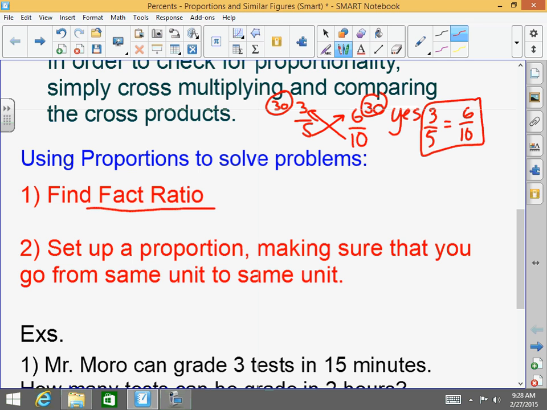And then you're going to set up a proportion with another value that they give you and an unknown that you're looking for. And when you set that proportion up, you better make sure that you go from the same unit to the same unit. Okay? I'm going to explain what that means in more detail, but keep that in mind. When you're setting up proportions, go unit to unit, unit to unit. Okay? What is this man talking about? Let me explain.